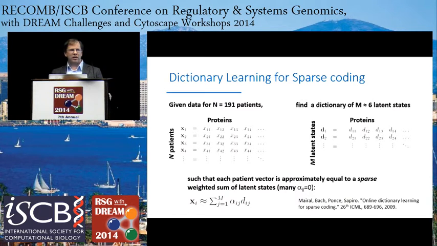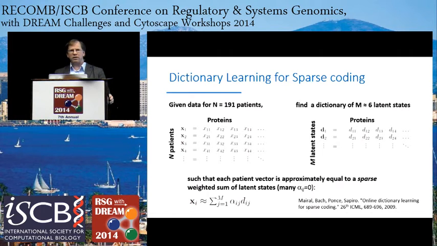And the interesting thing is that it has to be a sparse weighted sum. There's a penalty term in there that causes most of the coefficients to be 0, or lots of the coefficients to be 0, so that each patient data vector can be written as a small number of latent states weighted appropriately.